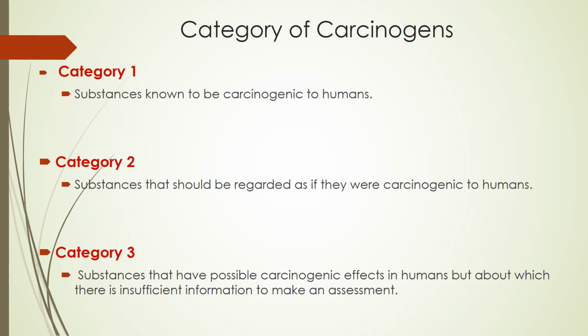Category of carcinogens: Category 1, Category 2, and Category 3. Category 1 are substances known to be carcinogenic for humans. Category 2, substances that should be regarded as if they were carcinogenic to humans. Category 3, substances that have possible carcinogenic effect in humans but about which there is insufficient information to make an assessment. So the Category 1 are known substances. The Category 2 are not so well known, and it is thought that they are carcinogenic for humans.